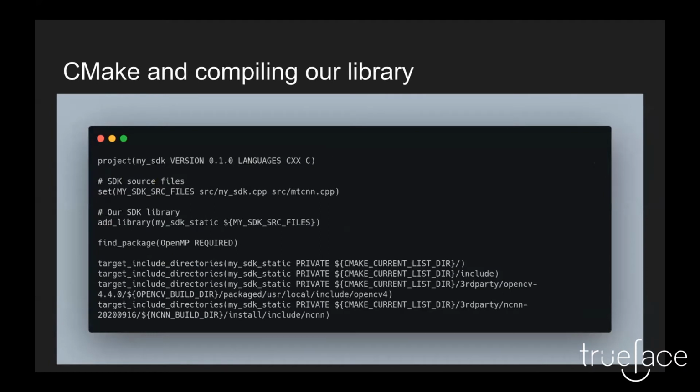So we can now use CMake to generate the build files for our project. So in case I didn't mention it already, CMake is a build system generator used to manage the build process. This is what part of the root CMakeLists.txt looks like. Unfortunately, the tool I'm using to generate code snippets doesn't have syntax highlighting for CMake, so you'll just have to bear with me for the next few slides. But basically, we're creating a static library called my SDK static, which you can see right here. And it's going to contain our implementation. So we're compiling our two source files, my_sdk.cpp and mtcnn.cpp.